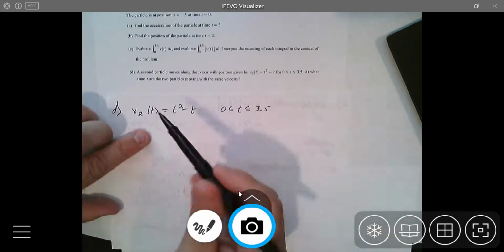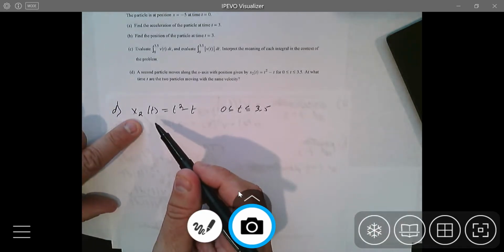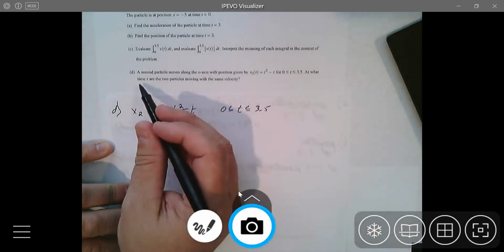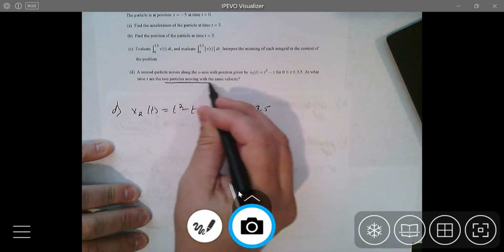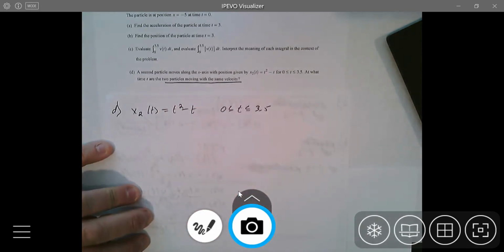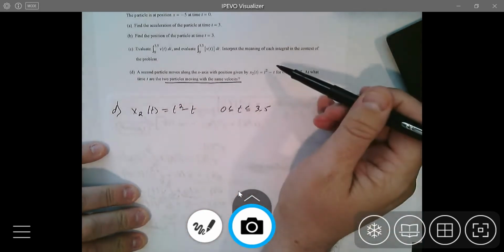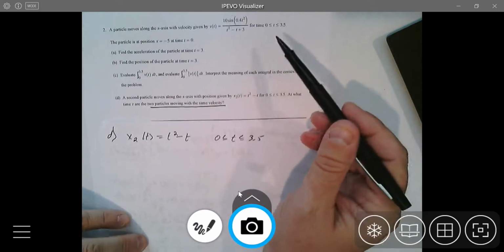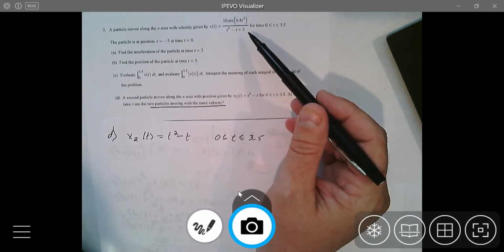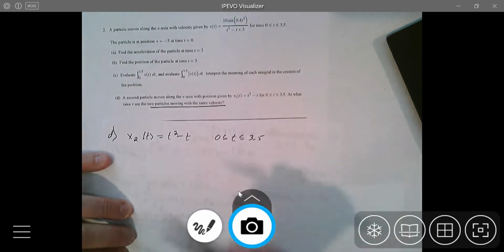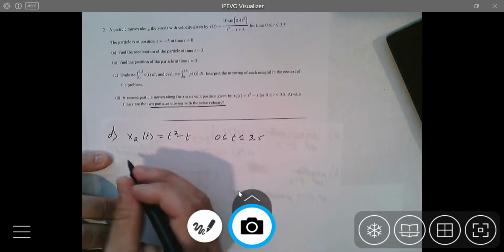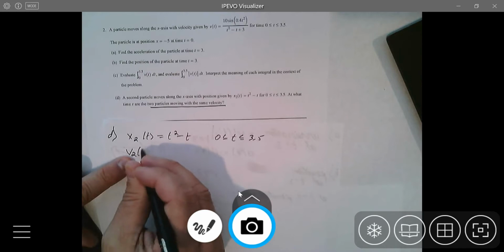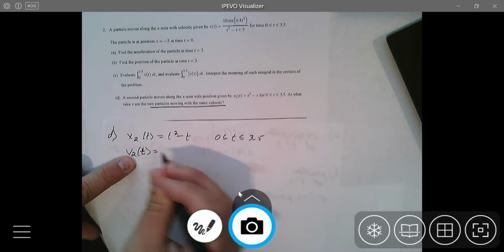Okay. This represents the position of the second particle, and the question is asking, at what time are the two particles moving with the same velocity? We already have a velocity expression for the first particle. Sorry, that's up a little high and you can't see it. We have a velocity expression for the first particle. We need a velocity expression for the second particle. So we're going to find the derivative. We're going to call this v sub 2 of t.